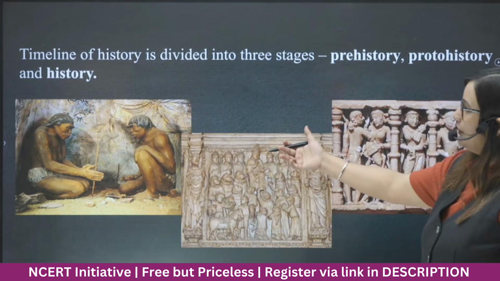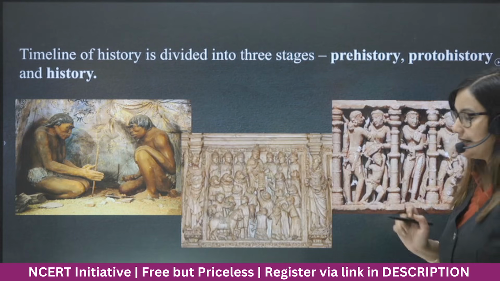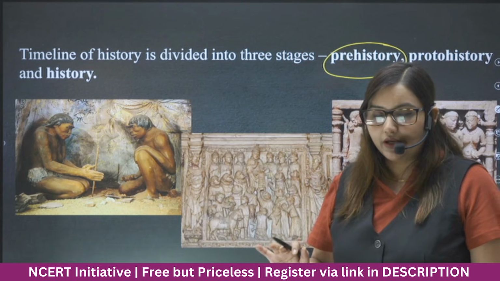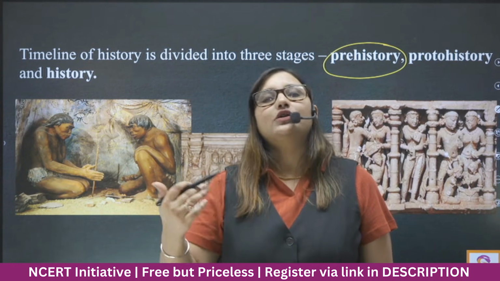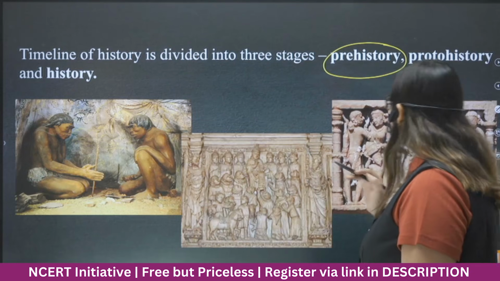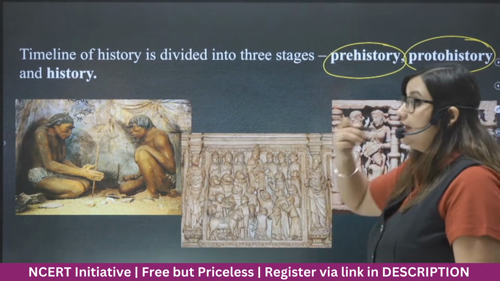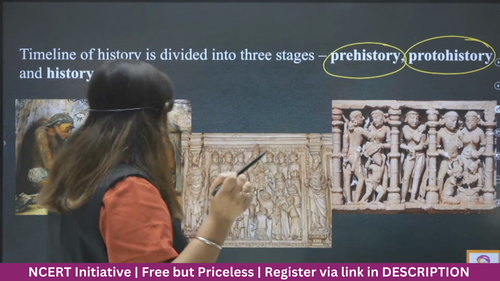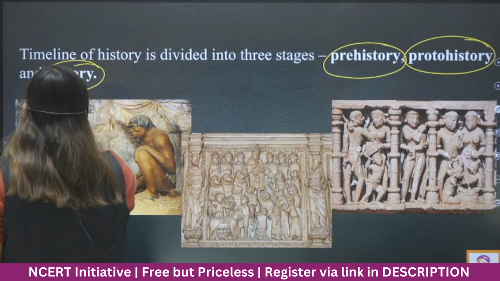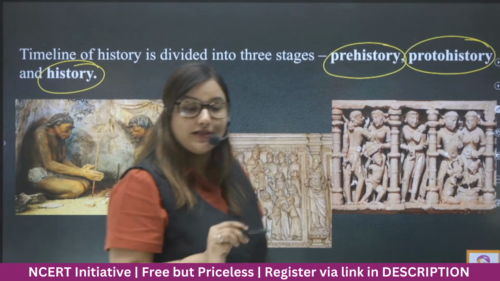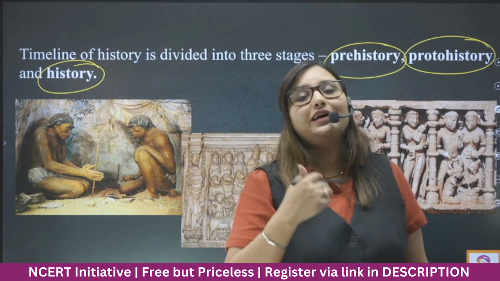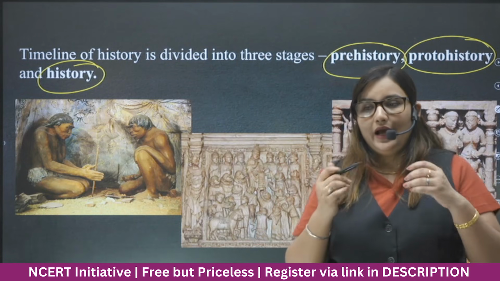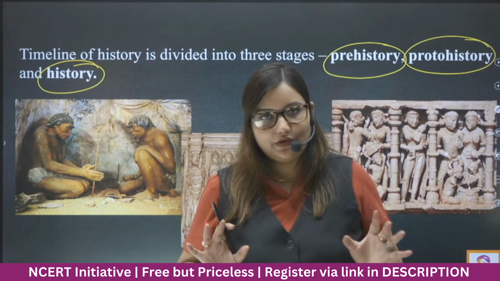Now, the timeline of history is divided into 3 stages. As I just told you, prehistory, for which we don't have any written record, so we only depend on archaeological evidences. Then we have proto-history, in which we have written records, but they are not deciphered, like for the Indus Valley civilization. And then we have the part of history where you have proper written records and they are also deciphered. You can understand it, you can analyze it, you can collect something out of it, and then that will create some history for you.